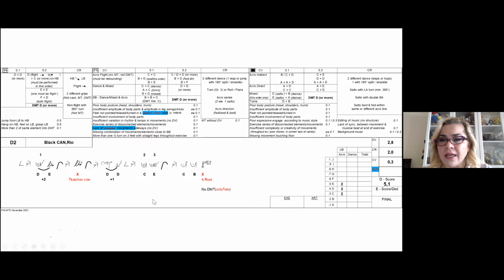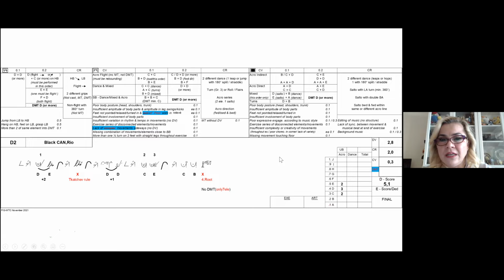And why we got only seven elements? Because unfortunately the dismount is not counted. So don't forget, when we don't count the dismount, we have to count for the DV only seven elements. Same rules. And that's why we have here only seven elements. Two E's, three D's, and two C's. So the difficulty value is 2.8.